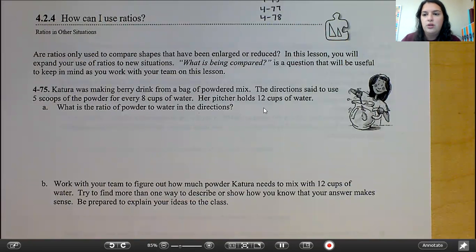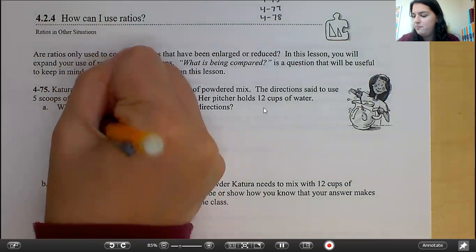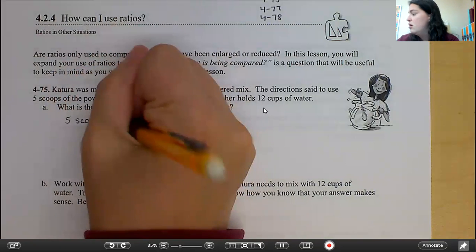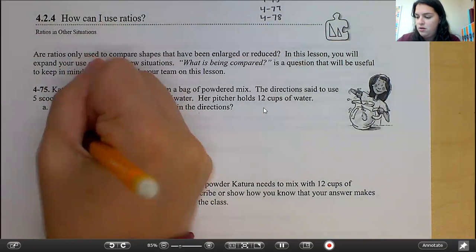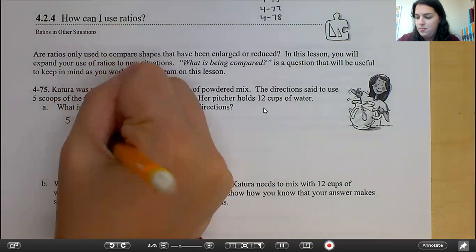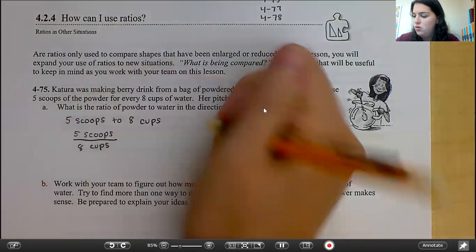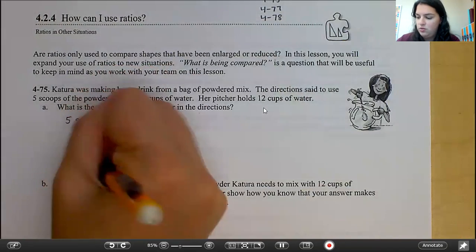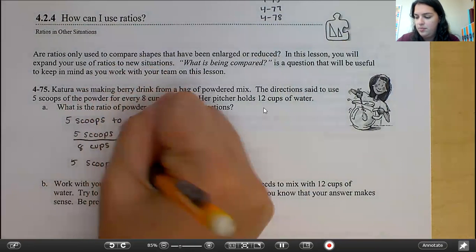Okay, you could have written your ratio 3 ways. So you could have had 5 scoops to 8 cups, 5 scoops over 8 cups, or 5 scoops, 8 cups.